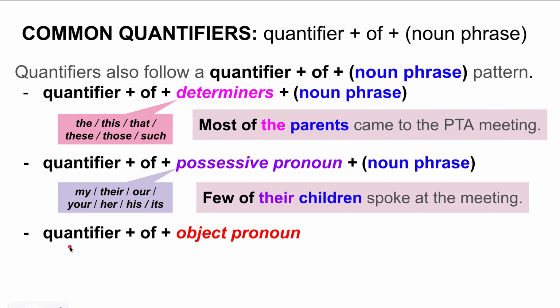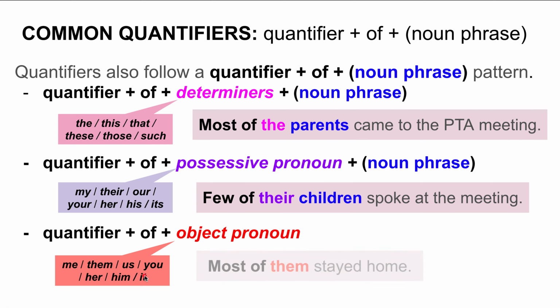Let's look at the same pattern, only with an object pronoun. And what is an object pronoun? Me, them, us, you, her, him, it. These are object pronouns. So let's look at an example. Most of them stayed home. Here, them is an object pronoun.